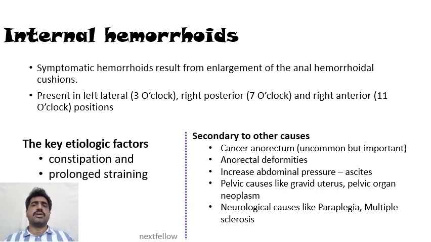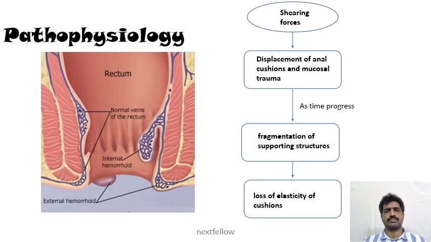Other causes include rectal deformities, conditions that increase abdominal and pelvic pressure like ascites, pregnancy, pelvic organ neoplasms, and neurological conditions. Pathophysiology of hemorrhoids: due to constipation and prolonged straining, the shearing forces lead to caudal displacement of anal cushions and mucosal trauma. With time, fragmentation of supporting structures leads to loss of elasticity of the cushions and they no longer retract following defecation.